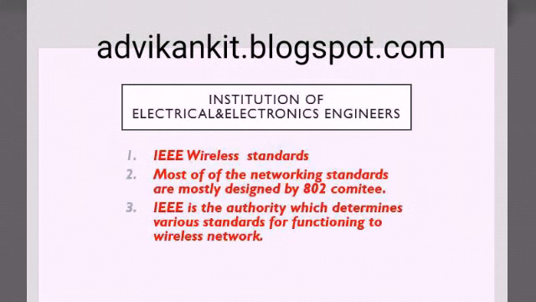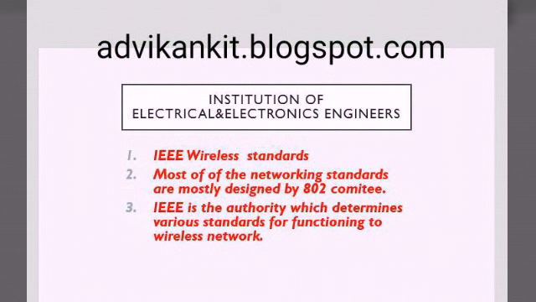IEEE wireless standards. The first wireless LAN came into existence in 1997. The IEEE 802.11 standard was designed for that purpose. The frequency used is 2.4 GHz. Maximum speed is 2 Mbps. This standard is now called 802.11 Legacy.